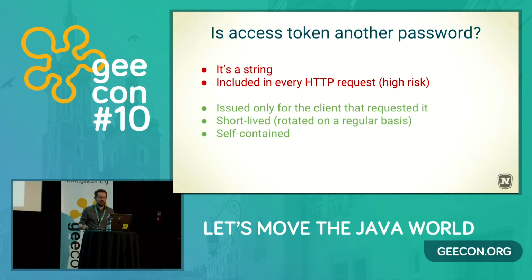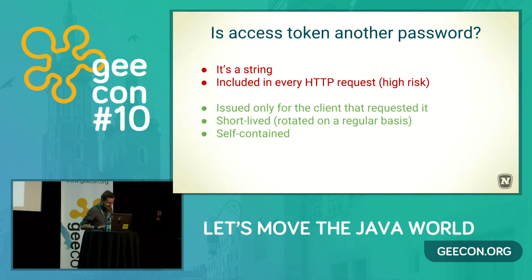And the other thing is it's short-lived, rotated on a regular basis, so we cannot really do anything with it after a certain amount of time. Typically, in the best case scenarios, it's going to be 1 minute. So the access tokens in the best flows are issued for, let's say, 1 minute, and after that, even if it gets stolen, we cannot do anything with it. And the other thing, probably the most important one, is that the access token can be self-contained. So it can contain some information.